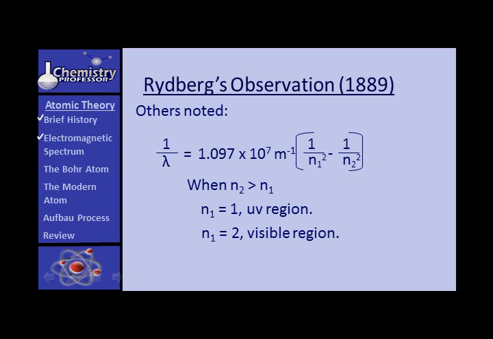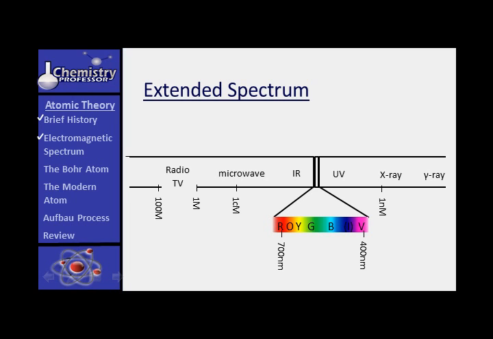If n sub 1 is 2, the wavelength, the spectra they found, was in the visible region. If n sub 1 was equal to or greater than 3, then the wavelength, the spectra they noted, fell in the infrared region. Well, I think what this tells us is we need to look at the extended spectrum a little bit. When we talk about the extended spectrum, we need to know that there are such things as the radio TV waves down at the lower energy end, microwaves, infrared.